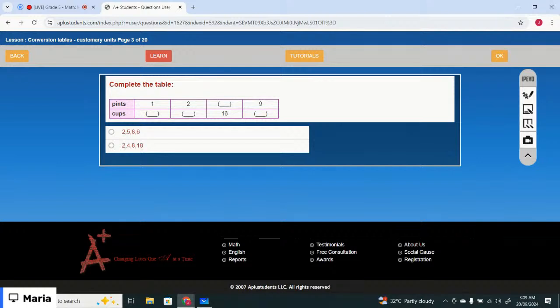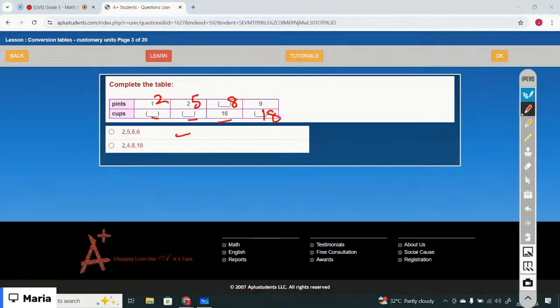Okay, the next one is complete the table. You have to convert from pints to cups. So 1 pint equals 2 cups. So then that would be 2 times 2 is 4, 9 times 2 is 18.